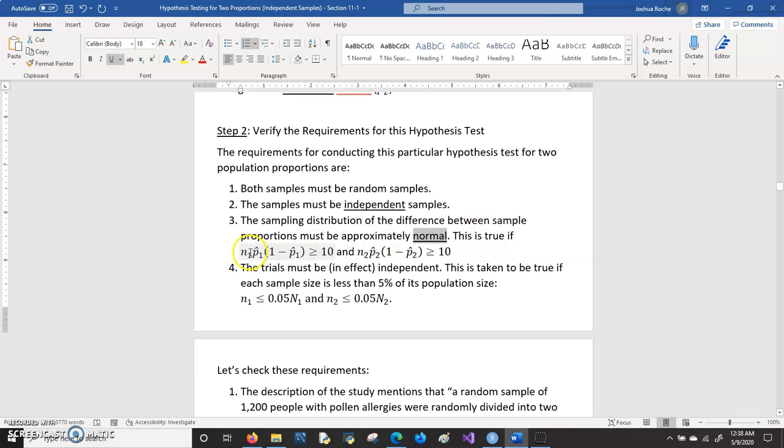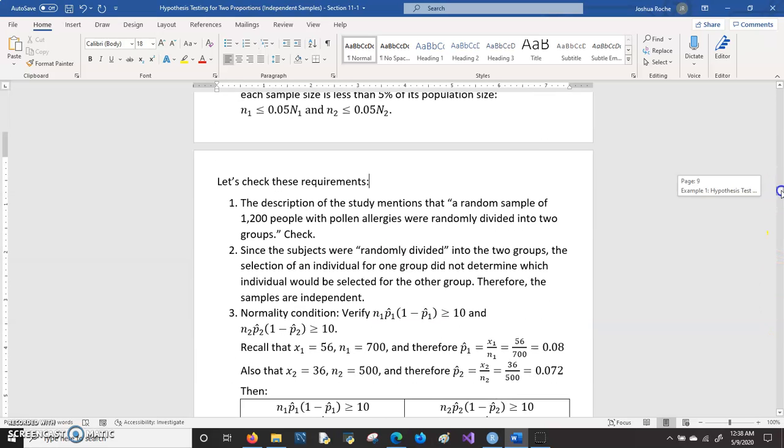And this is true if both of these conditions are true. You might notice that these two inequalities are very similar to the ones that came up in section 10.2. The only difference is that we have to test it twice, for the one sample and also for the second sample. And then the last requirement is that the trials must be independent. And the way to check that is to check this requirement that each sample size is less than 5% of its population size. So we have to check both of those inequalities. Let's go ahead and check those requirements.